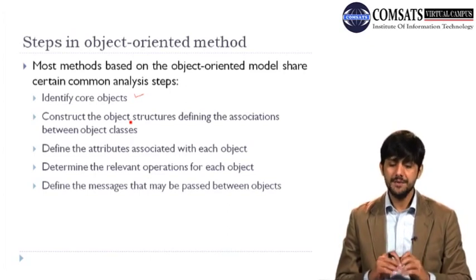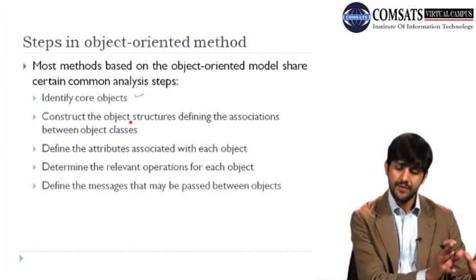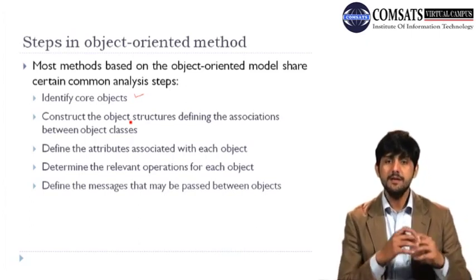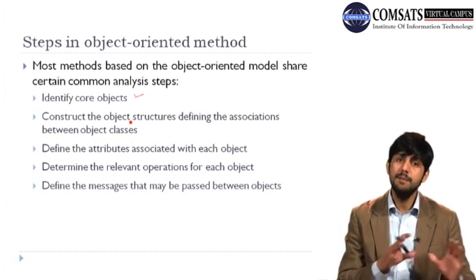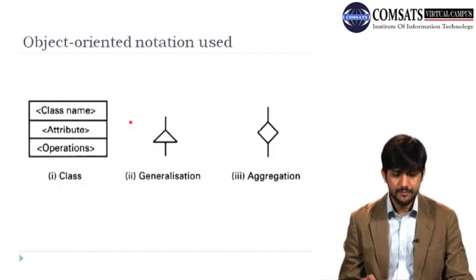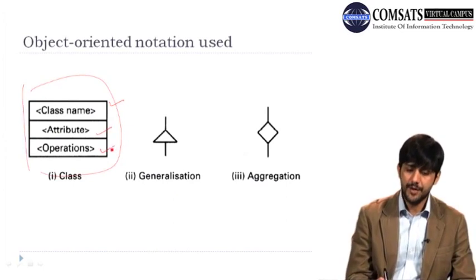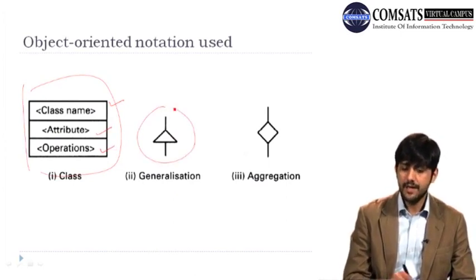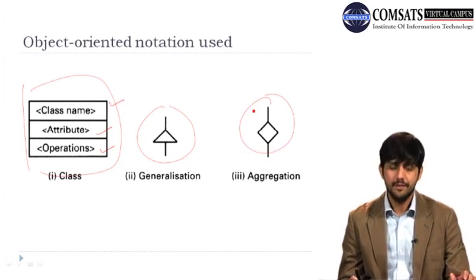We define the attributes associated with each object. So we relate those attributes to different objects. We determine the relevant operations for each object. We define the messages that may be passed between different objects. So these are all the things that we do. So this is how a class is represented. We have class name, we have list of attributes, we have list of operations. Then this is how a generalization is shown, and this is how another type of association, which is called aggregation, is shown.